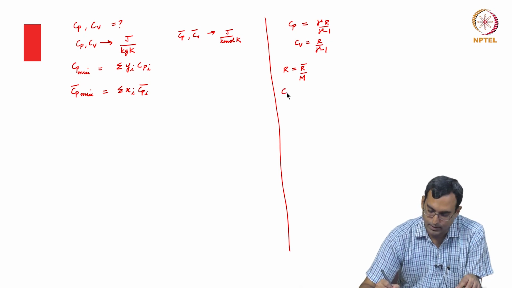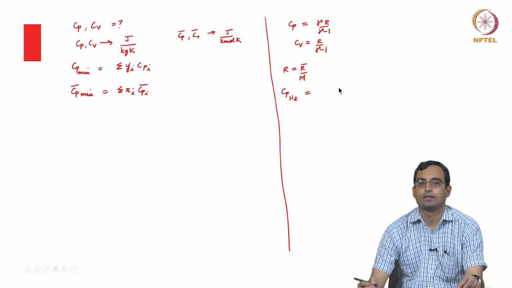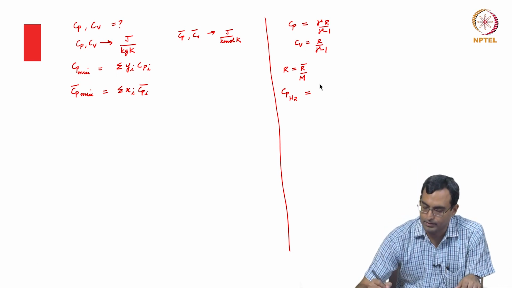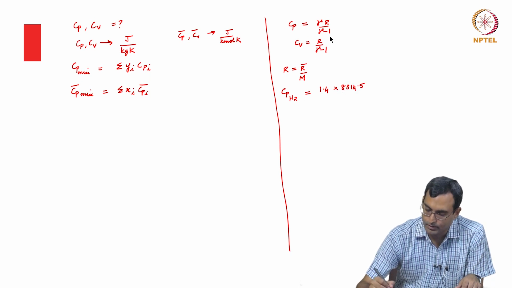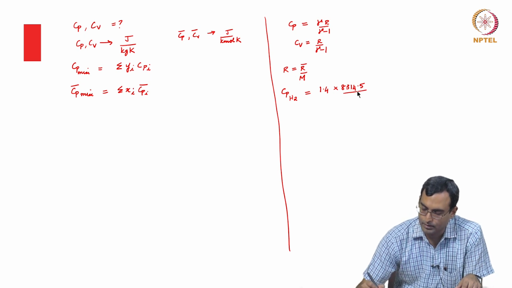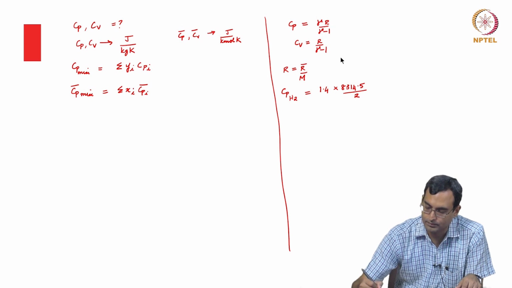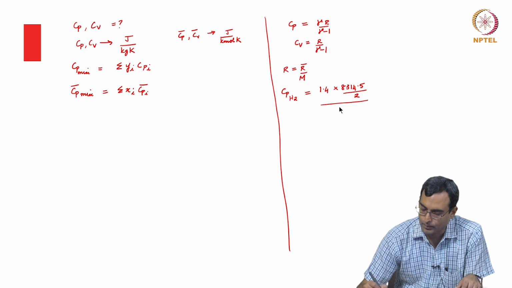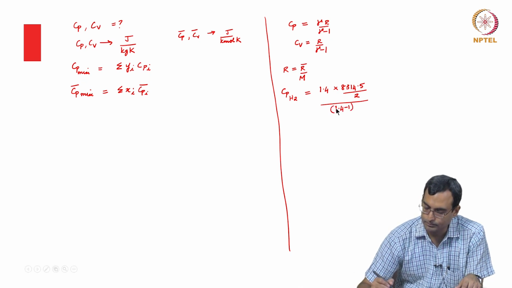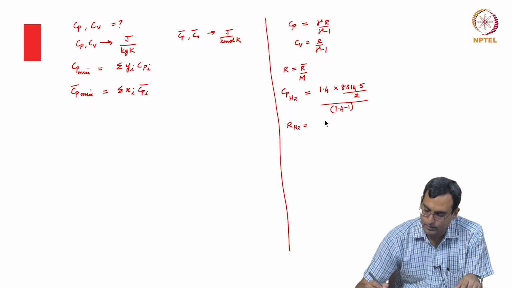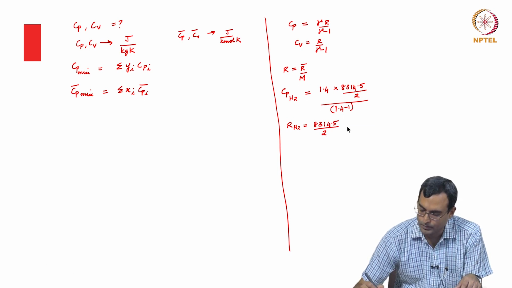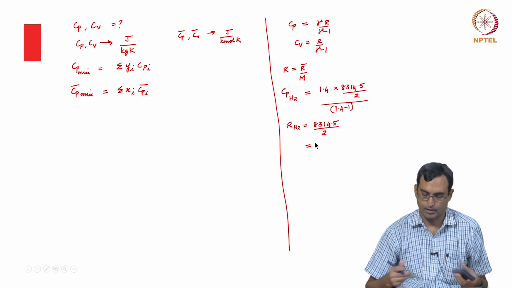So, Cp for say hydrogen would be gamma of hydrogen. Hydrogen is a diatomic molecule, so gamma of hydrogen would be 1.4 into 8314.5 divided by the molecular weight of hydrogen, which is 2. So, this is gamma, this is R of hydrogen, divided by 1.4 minus 1. Similarly, I can find out Cv for hydrogen as well, or I can find R for hydrogen, which is 8314.5 divided by molecular weight, which is 2, and then I can add these.